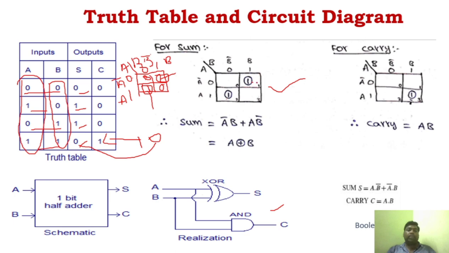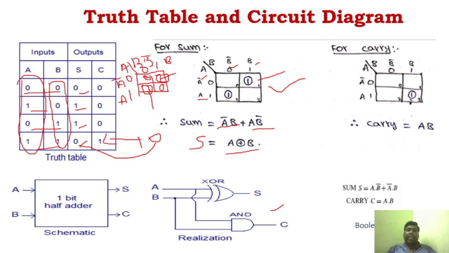So how will you write this expression? You can see this one is nothing but A bar into B, and that is what is written here, A bar into B. And this one is A into B bar. And this expression can be simplified as A XOR B, that is sum.